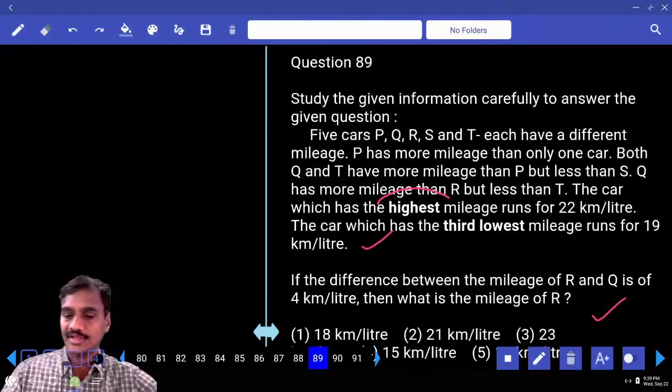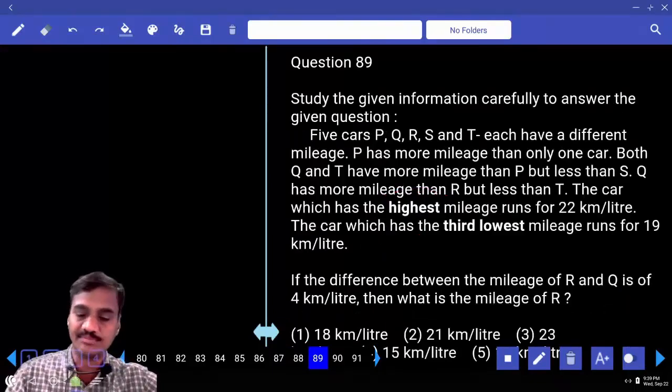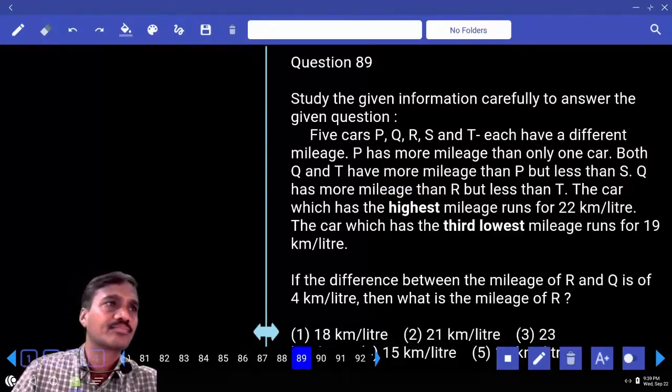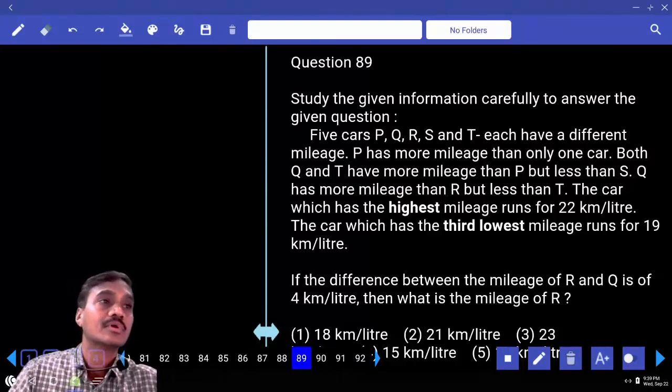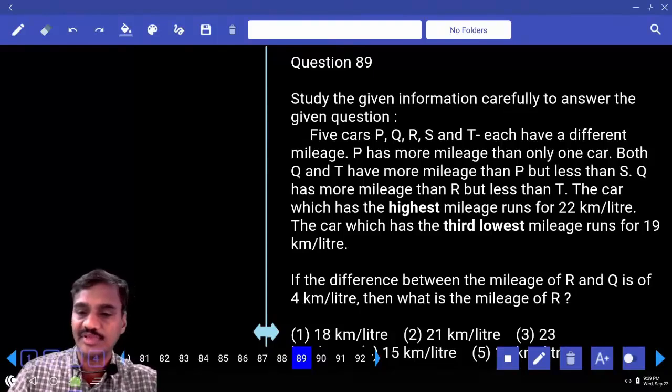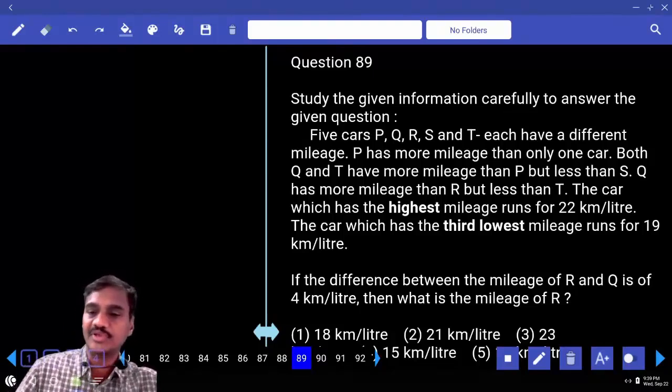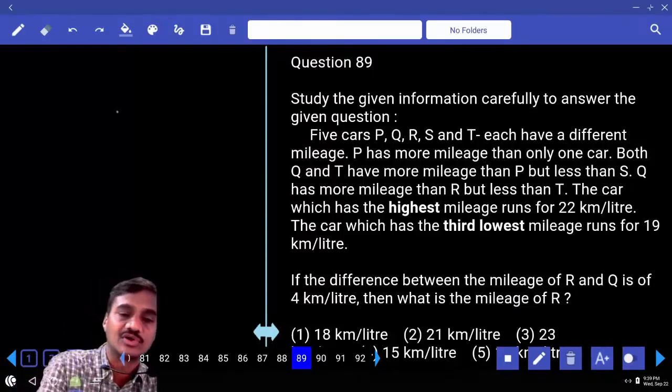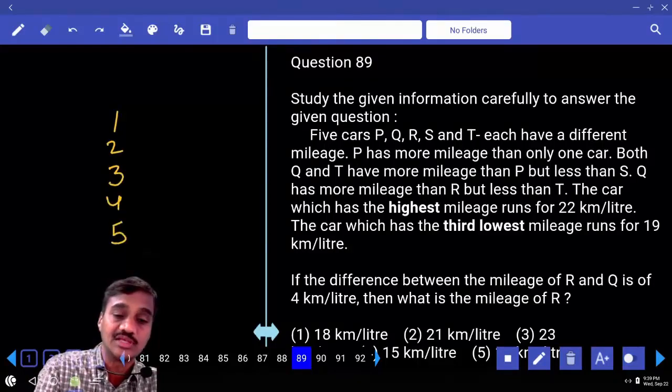Done? And next one, 89 onwards, it is based on comparisons. Next, 89, 5 cars are there, P, Q, R, S and T. Now these 5 cars are being compared in mileage. Now P has more mileage than only one car. Only 5 cars were there. Now this P is having more mileage than only one car.